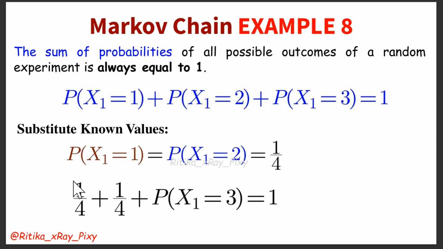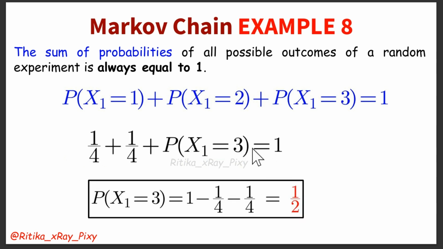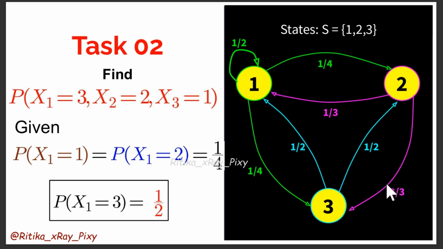Now we will put the values here. We have already been given that P(x1 = 1) is 1/4. Put the value here, and P(x1 = 2) is also 1/4. We put that value in, and then we have the probability of x1 = 3, which is 1/2. That is the chance of starting in state 3. We got the value 1.